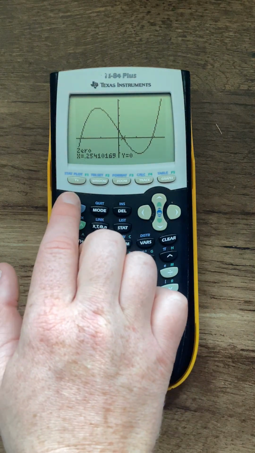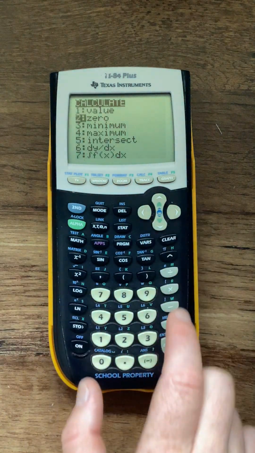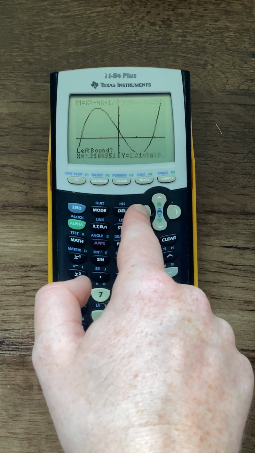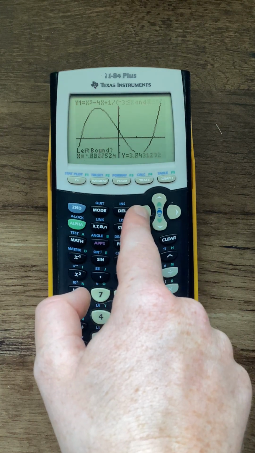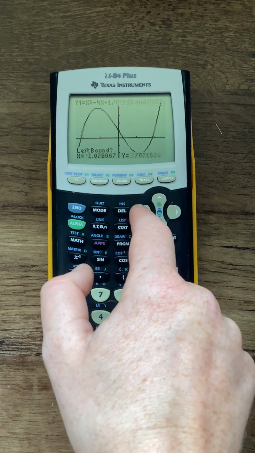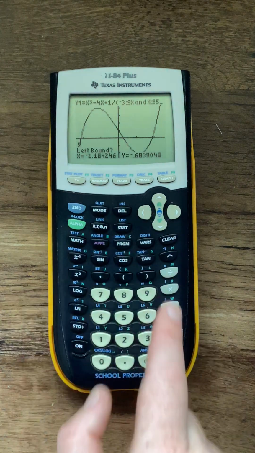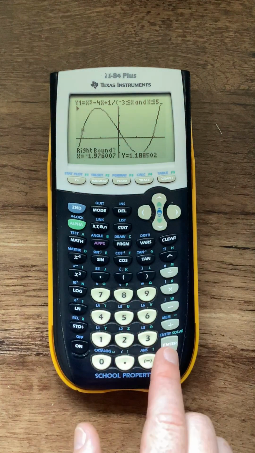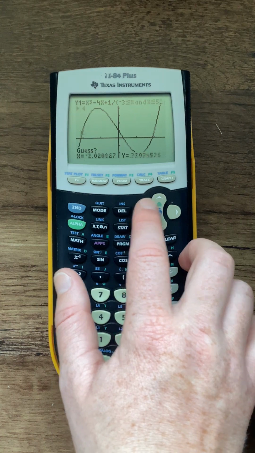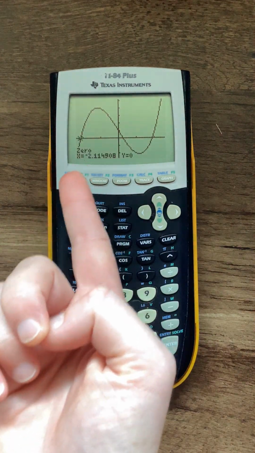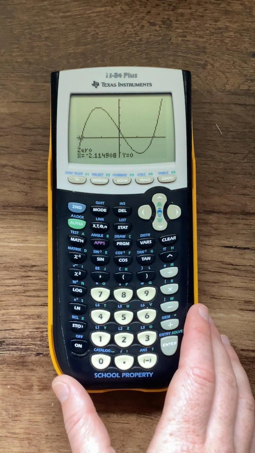Cool, and then the final one, same procedure, second trace, zero, and then I want to go all the way over here. Okay, and then we go here, you hit enter, and then you go to the right of it, hit enter, and then go right on top of it and hit enter. And cool, so our final zero is negative 2.115.